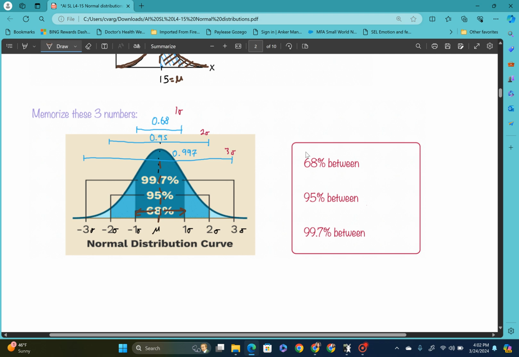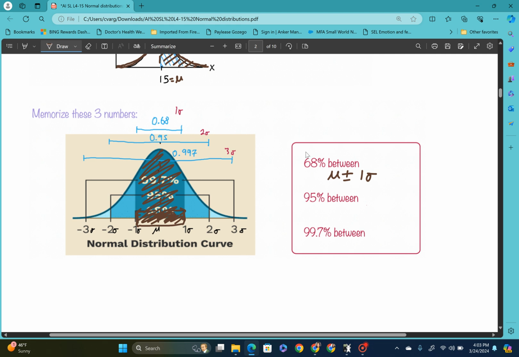So if I were to take that distance from -1 to +1, that percent is always going to be 68%. If I were to shade this completely, it would look like this. So 68% of our data is going to fall between the mean, mu, plus or minus 1 times the standard deviation. Please write those notes down.